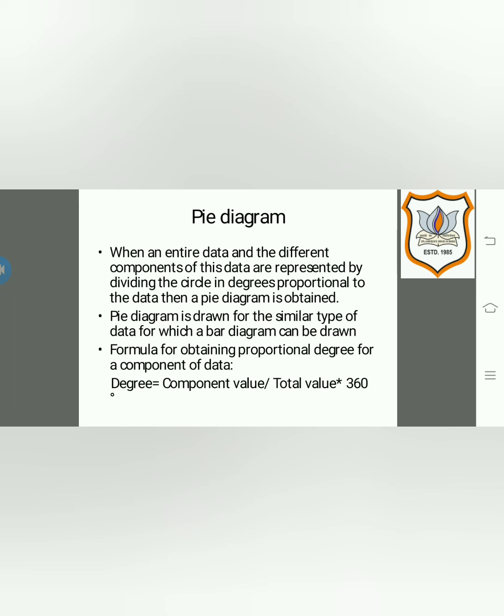A pie diagram is drawn for a similar kind of data for which even a bar diagram can be drawn. Formula for obtaining proportional degree for a component of data: degree is equal to component value upon total value into 360 degrees.